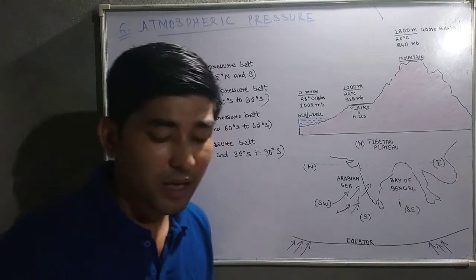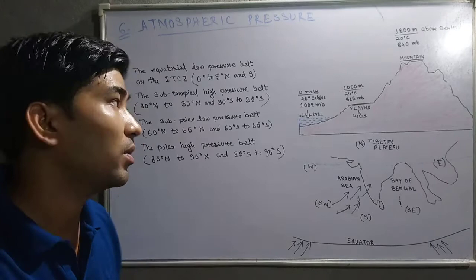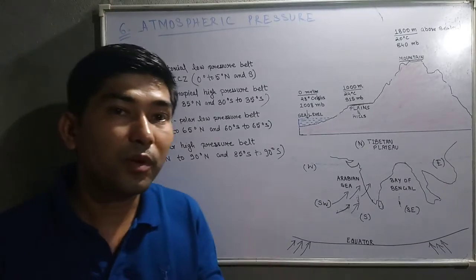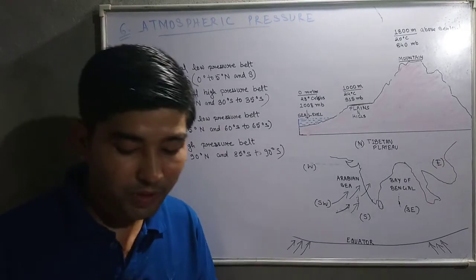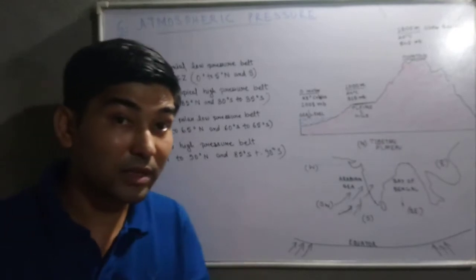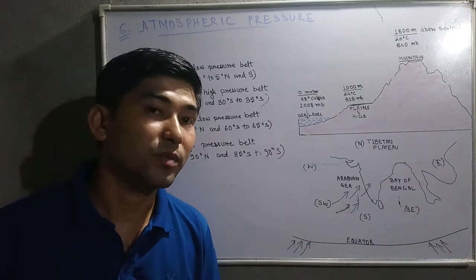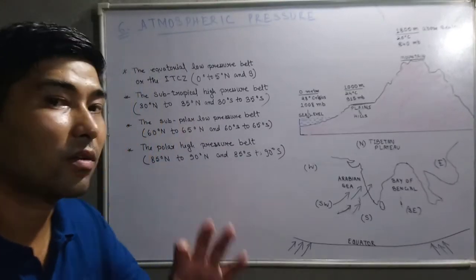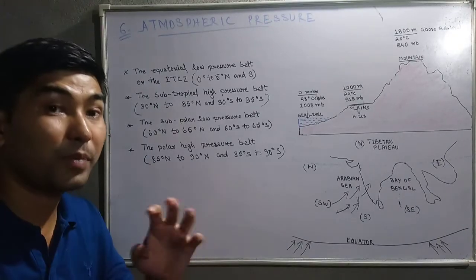Now let's discuss the pressure belts of the world. There are 4 permanent pressure belts, whereas another 3 non-permanent belts are also there. But in the book there are only 4 permanent pressure belts.